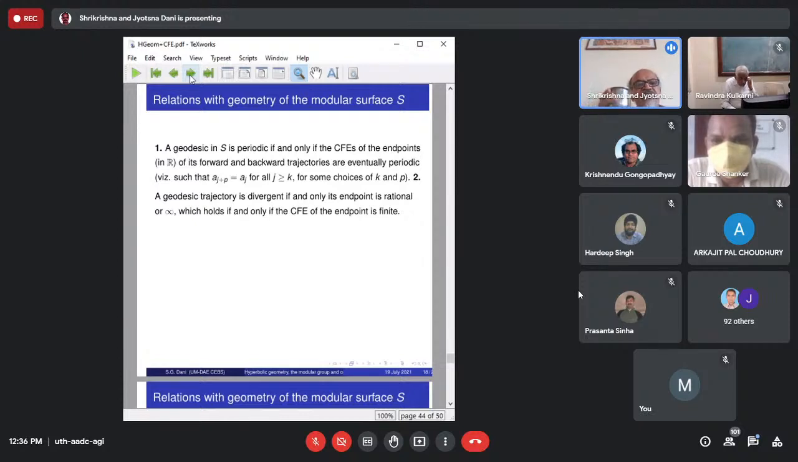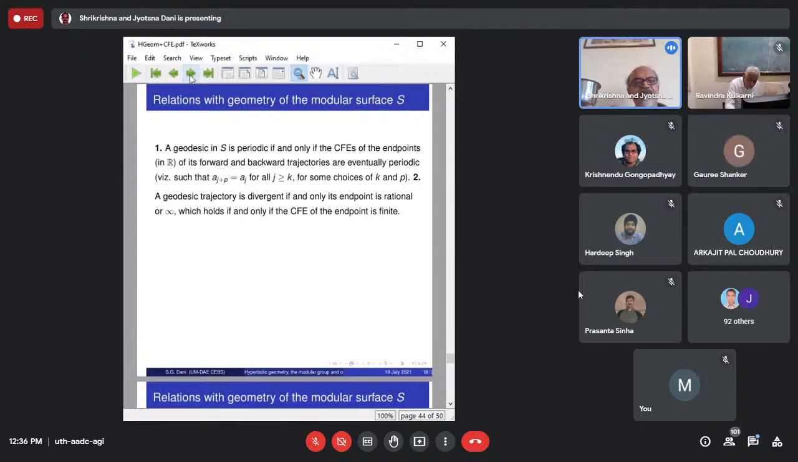A geodesic trajectory is divergent if and only if the endpoint is rational, which holds if and only if the continued fraction expansion of the endpoint is finite. So again, it's completely determined by the continued fraction expansion of the endpoint. Now here I didn't tell you which one; I'm just using continued fraction expansion, but it applies to both the ones that I introduced to you.